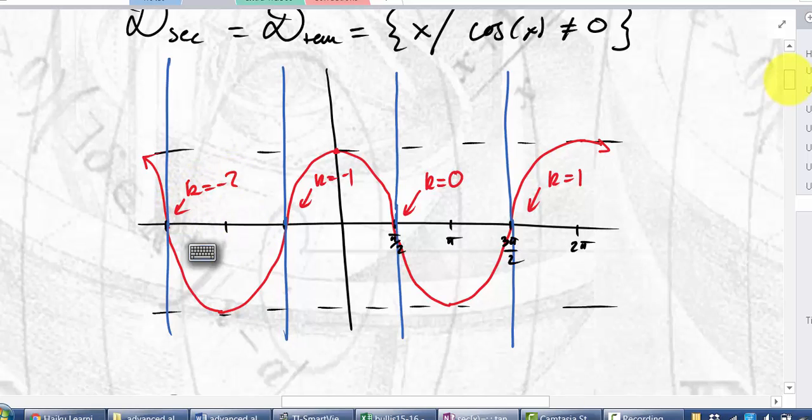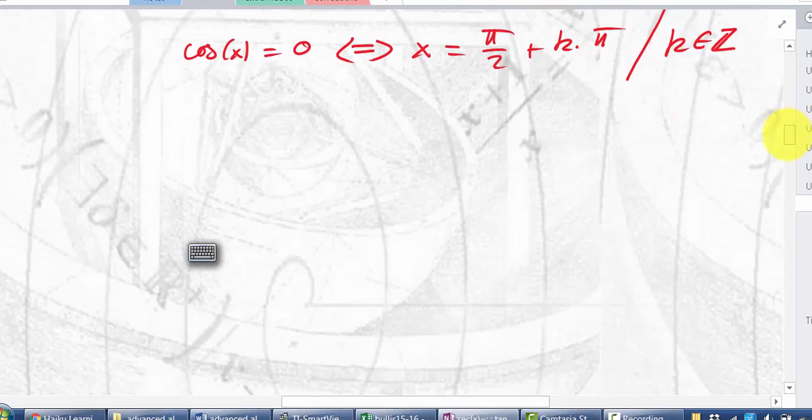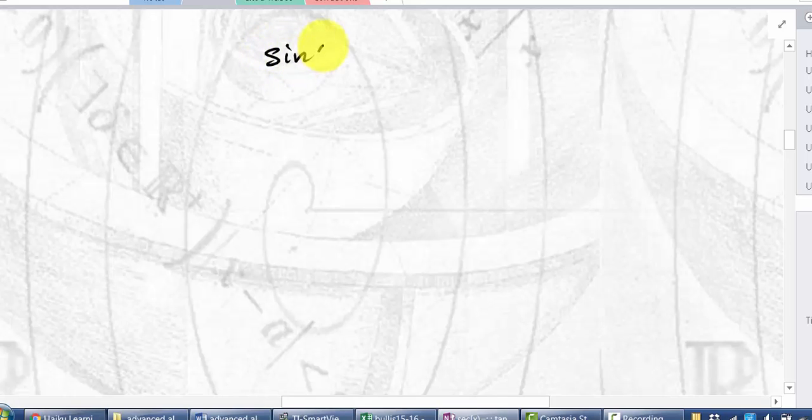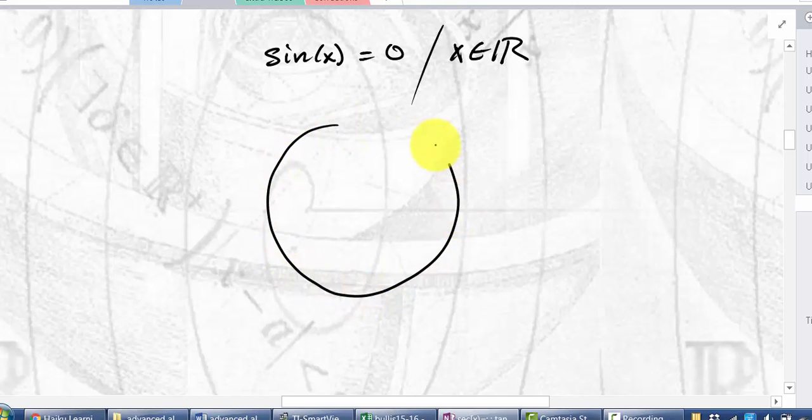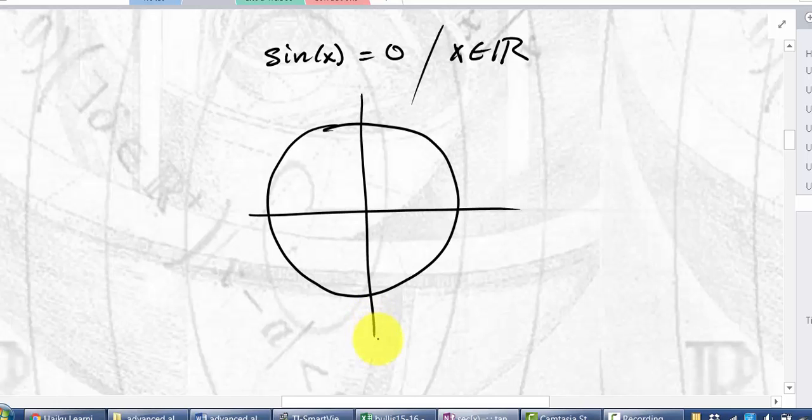All right, let's do the same for sine now. How do we solve analytically sine x equal to 0, with x in R? Well, here we go again. Here's C1. Here's the x and the y-axis.